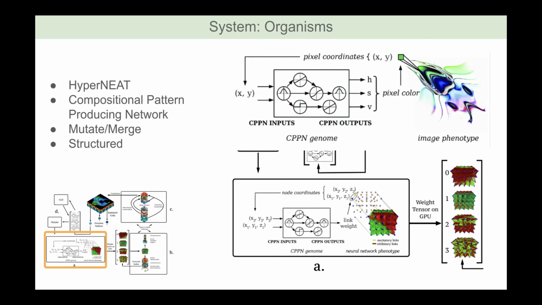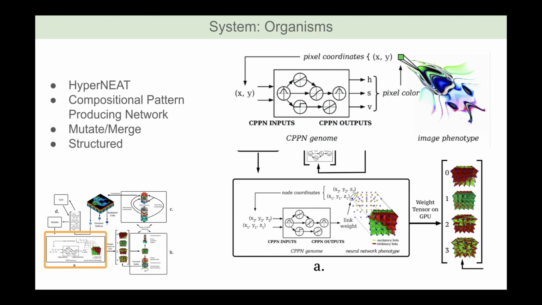And so these organisms, these little programs, what are they? Well, they're HyperNEAT organisms, you could say. That's a compositional pattern producing network, this thing developed by Ken Stanley for NEAT, which is a bunch of little functions that work together to produce some value. And you use those to produce the values of a larger network, so a dense network.